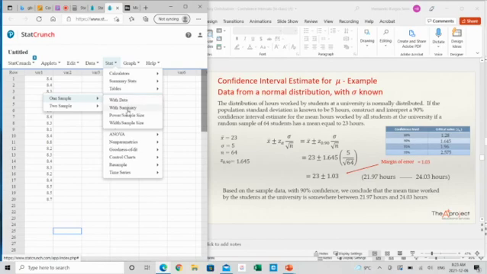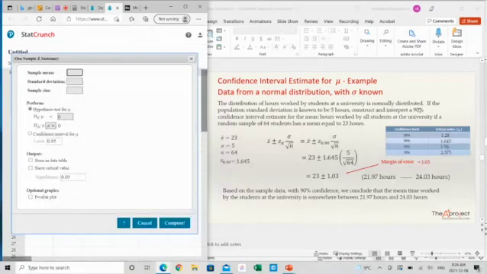With data or with summary? Because some problems have all the data. This problem has a summary of data. So choose Z stats, one sample, with summary. Again, I repeat: Stat, Z stats, one sample, with summary. Why summary? Because they have the summary.